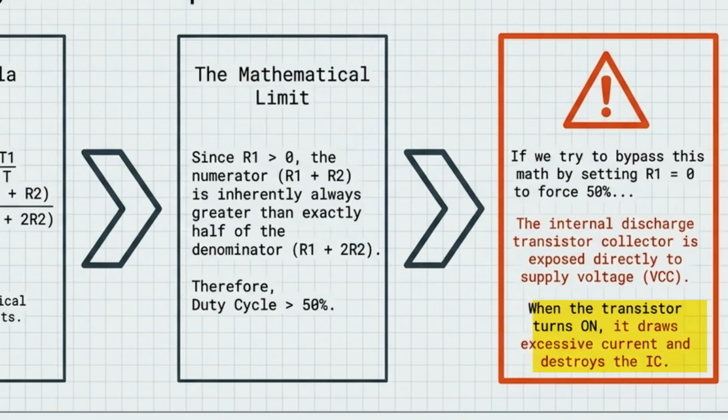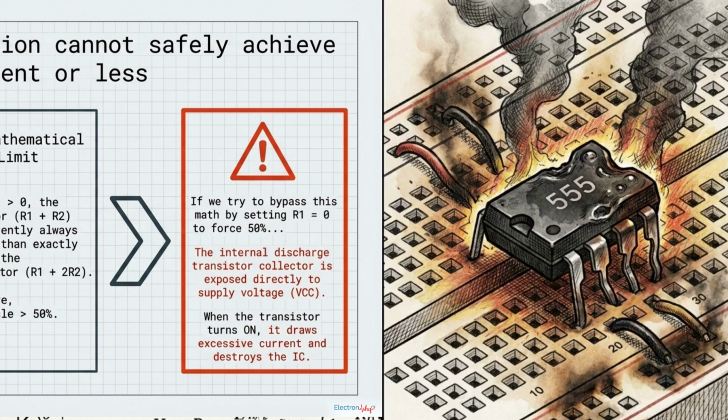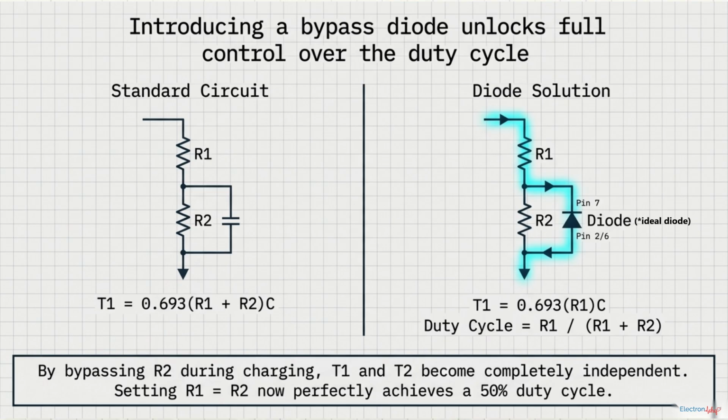The standard astable configuration pits mathematical theory directly against physical hardware limits. You cannot solve the duty cycle problem by simply erasing components. To safely circumvent this mathematical limitation, we need an engineering solution that fundamentally alters the current paths, a bypass diode.